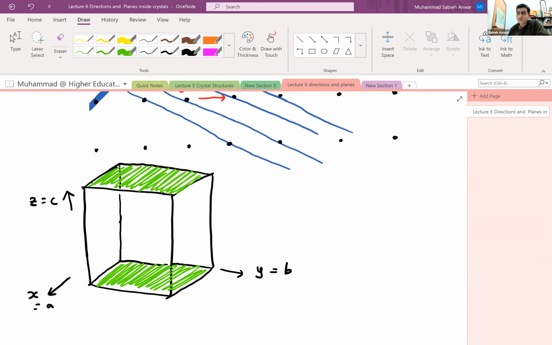Now, if I would like to index this plane, I move along x. I do not make a plane crossing, so I get a 0. I move along y. I do not get a plane crossing. I get a 0. However, if I move along z, I do get one plane crossing throughout the length of the unit cell. So I get a 1. So this is the 0, 0, 1 plane.